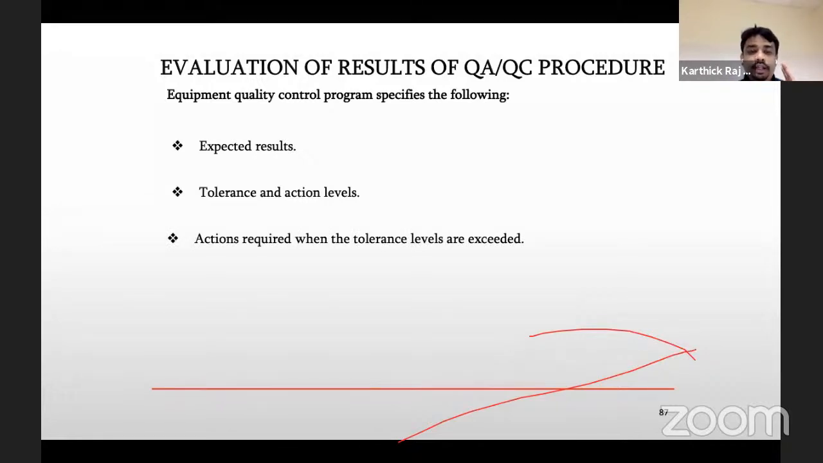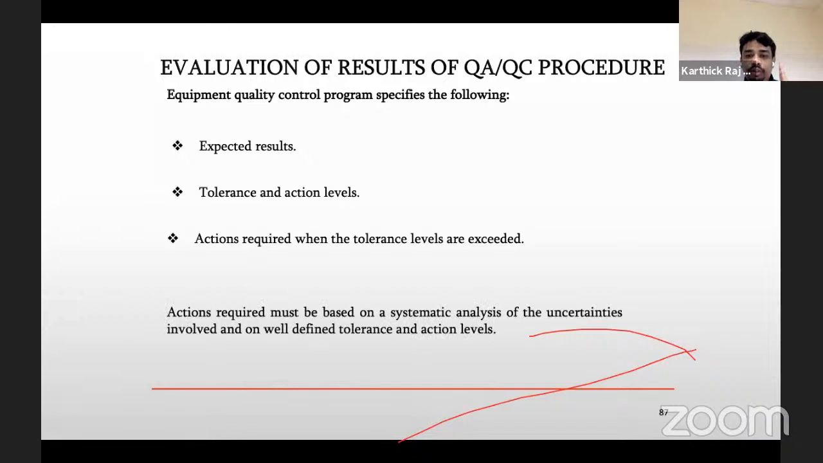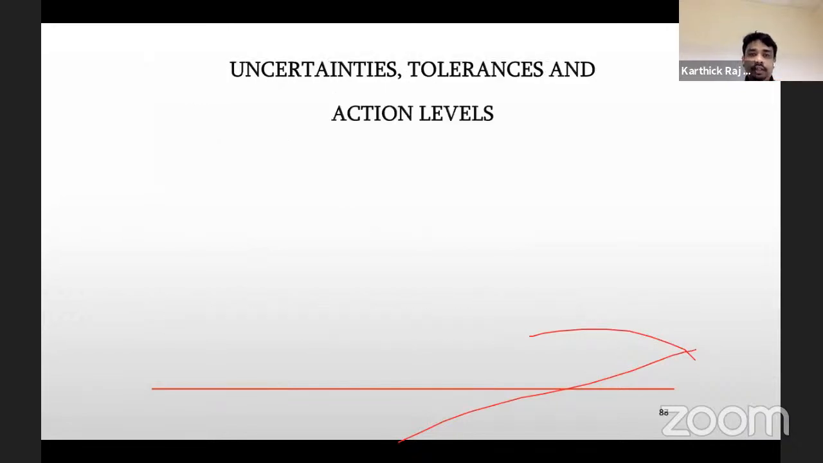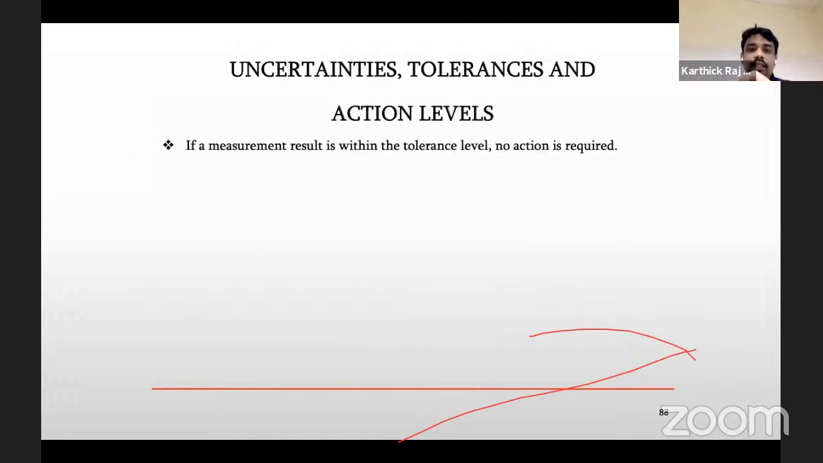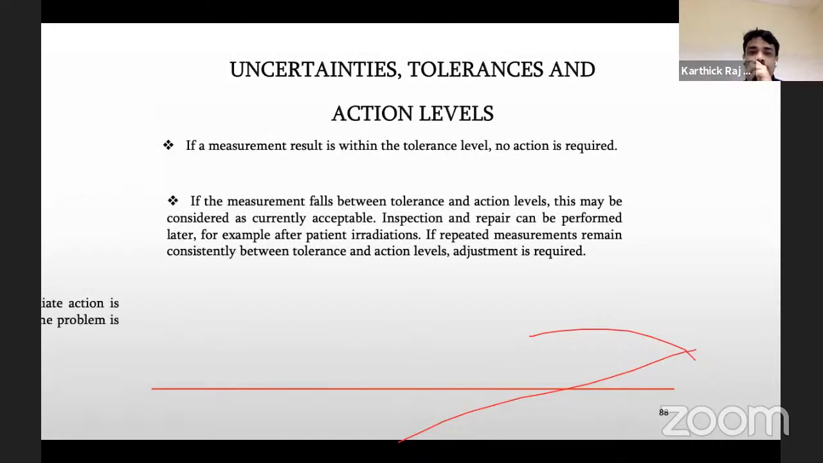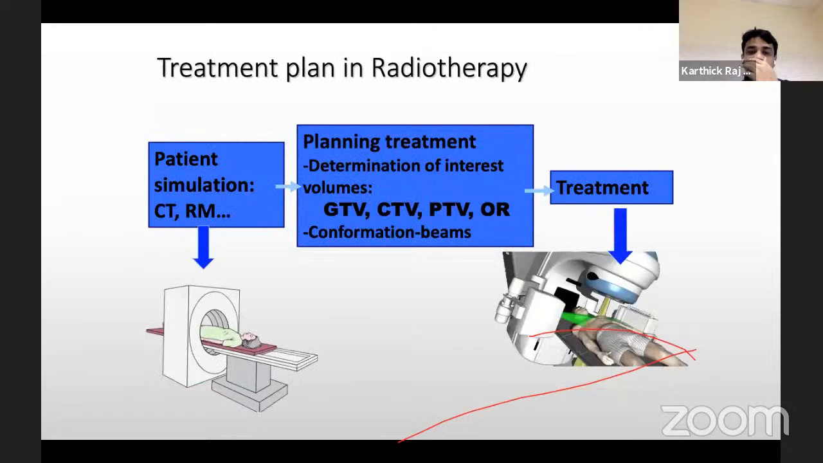Don't try to interfere each and every time. If your laser is just off by 1 millimeter, don't go and change it every day. If it is within the tolerance, leave it, otherwise you are going to add more uncertainties for the patients. So the action required must be based on systematic analysis and the uncertainty involved, with well-defined tolerance and action levels. The action level of the measurements should be within the tolerance limit, and you need to be very particular. The other important thing is, I will wind up within another 5 minutes.